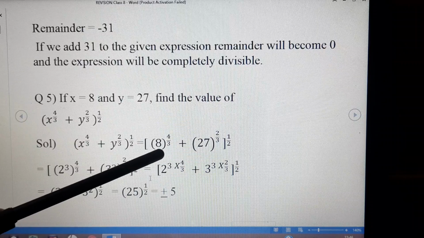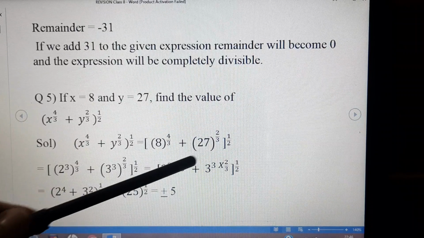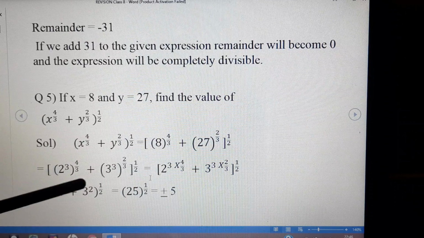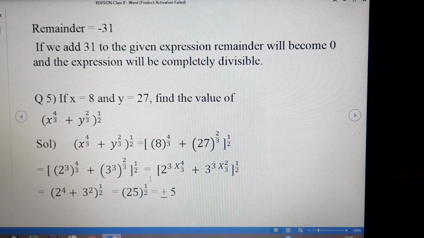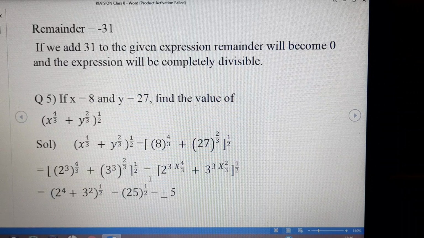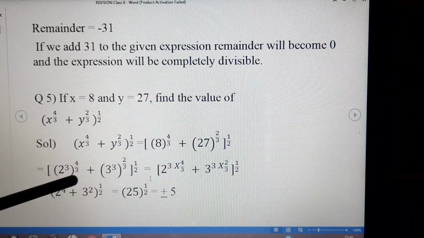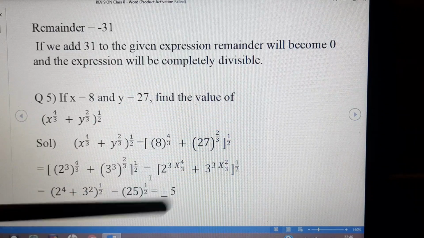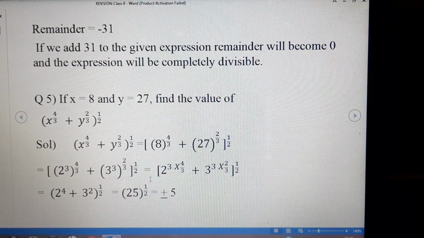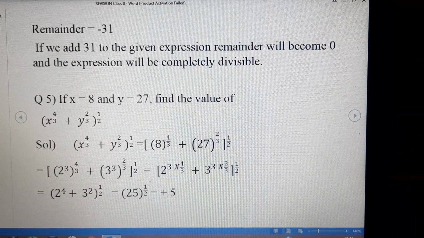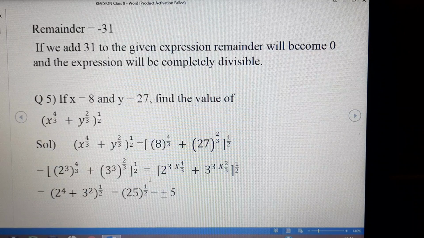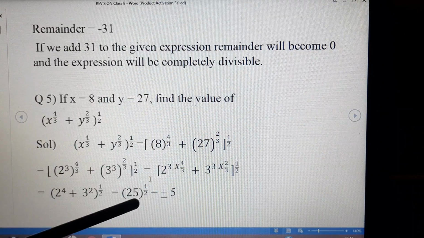Now 8 can be written as 2 cube and 27 can be written as 3 cube. So 2 cube to the power 4 upon 3. So power to the power, x to the power m to the power n, it has to be x to the power mn. So 3 into 4 upon 3, 3 and 3 will be cancelled. 3 into 2 upon 3, 3 and 3 will be cancelled. So we have 2 to the power 4 plus 3 square. 16 plus 9, which becomes 25.